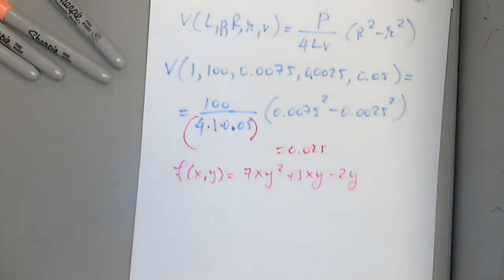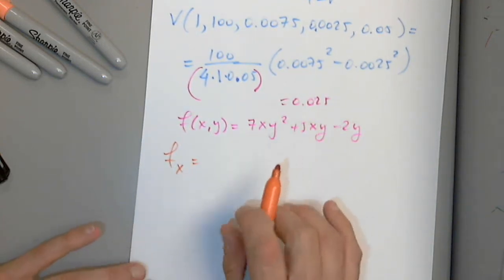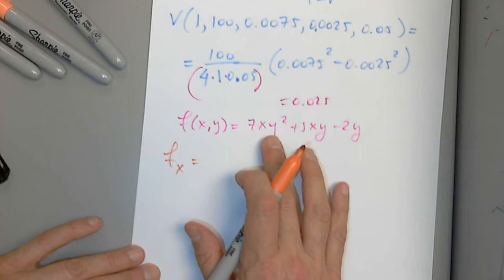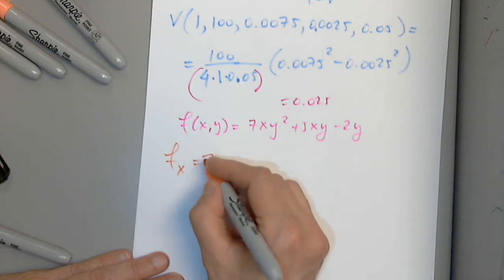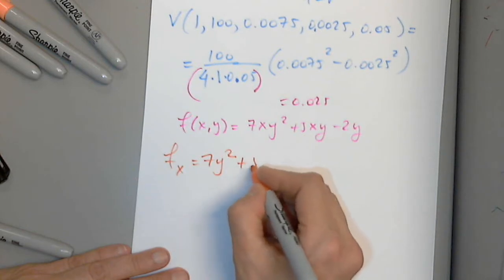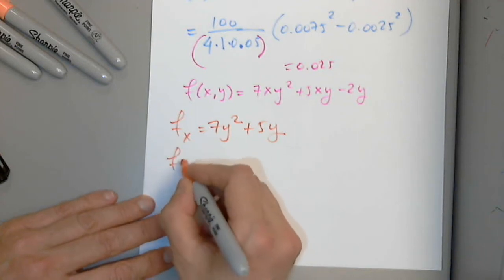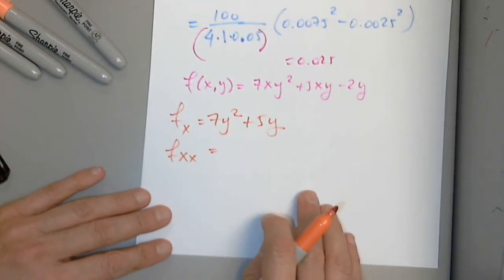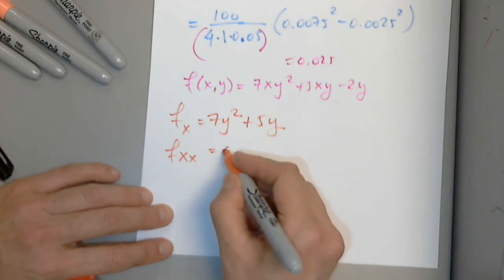Ready? So can anyone give us fx? 14x. So, hold on. So we are differentiating this with respect to x. So the answer must be 7y squared. We're differentiating this with respect to x. So it's positive 5y. Would you agree? Okay, let's also, since we have this, let's find fxx. What is fxx? 14y. We are differentiating this expression with respect to x. All of those are constants, so 0. Excellent.